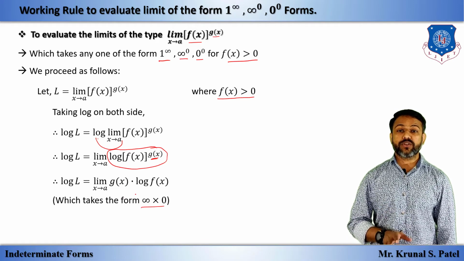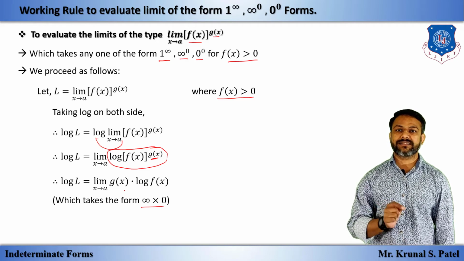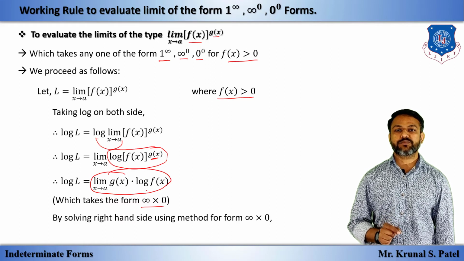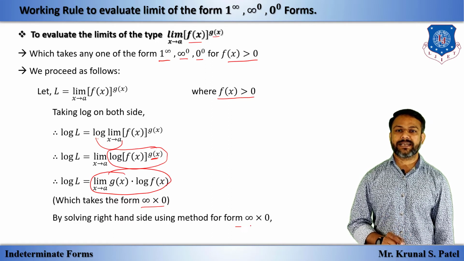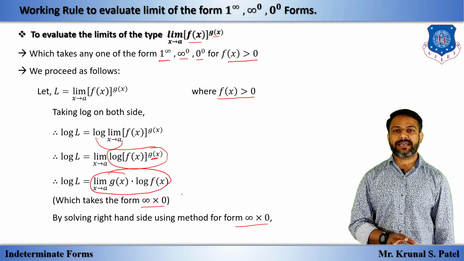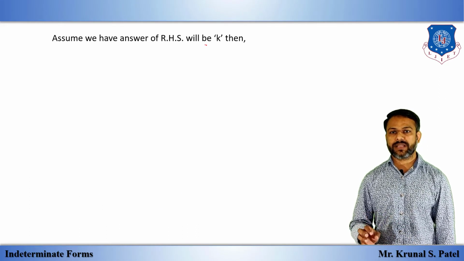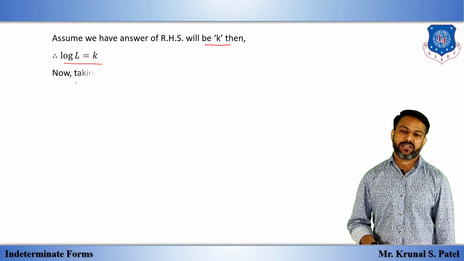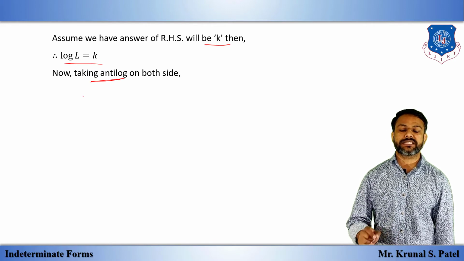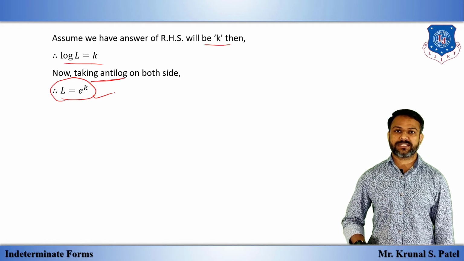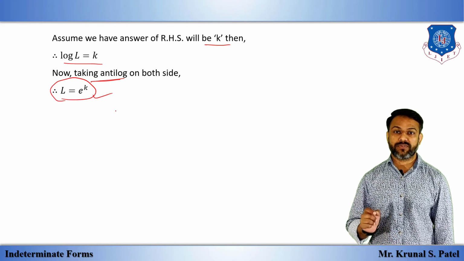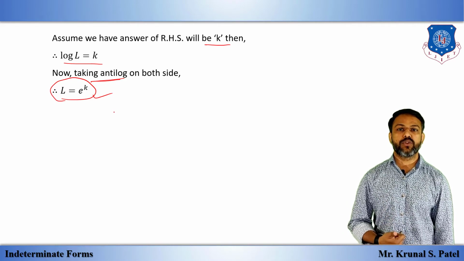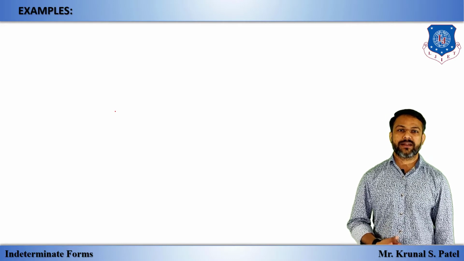Okay, and we know how to solve the right hand side, that means 0 into infinity form. So following the rule for 0 into infinity form, let us assume that the right hand side gives the answer k. So we have log L equal to k. After getting this answer, take anti-log on both sides. So capital L is equal to e raised to k, which is our final answer. So this is the process to solve the forms 1 raised to infinity, infinity raised to 0 and 0 raised to 0. So let's have a look at an example so that you can understand better.